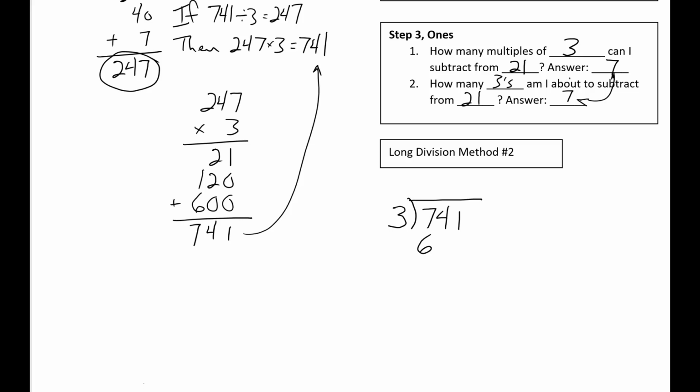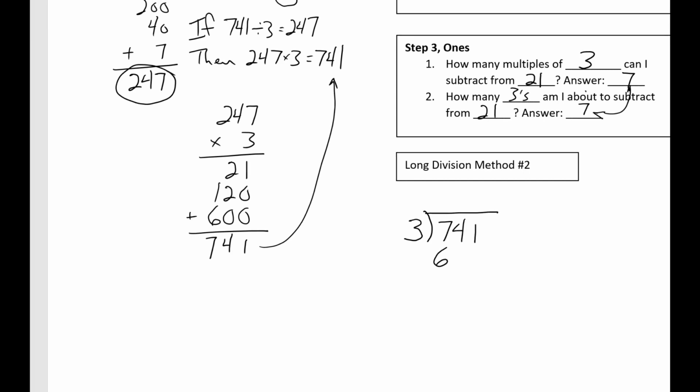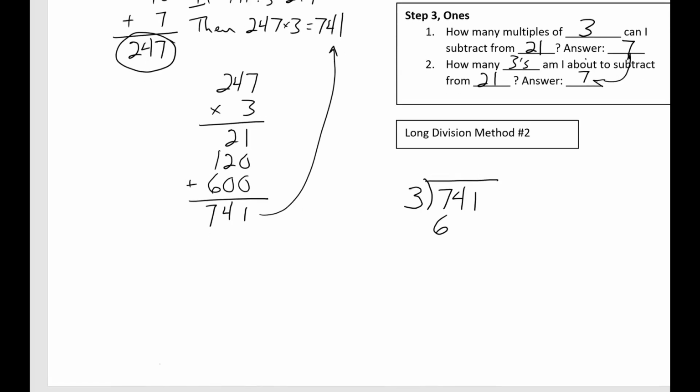And again, I can't go any higher than 6 because the next multiple of 3 is 9, and 9 is greater than 7. So I write my 2 here up on top of my long division symbol. I write my 2 here in the hundreds place. I write my 6 down here, again in the hundreds place under the 7. And then I subtract 7 minus 6, which is 1. Then I bring down my next digit, which is the 4 in the tens place.